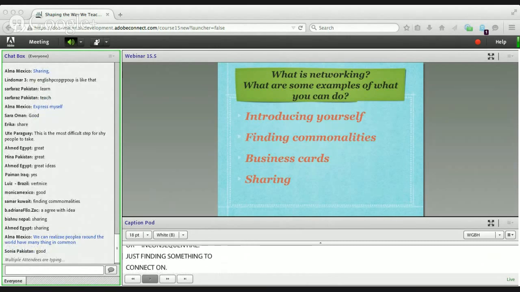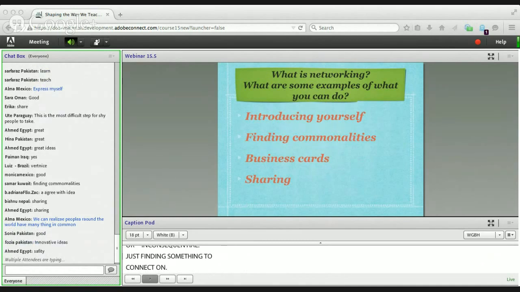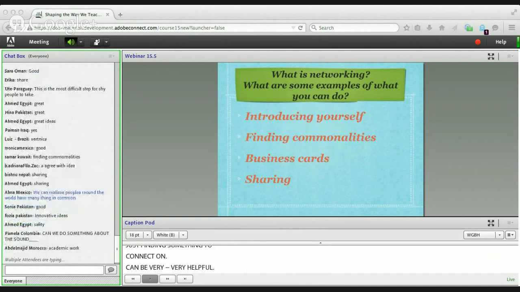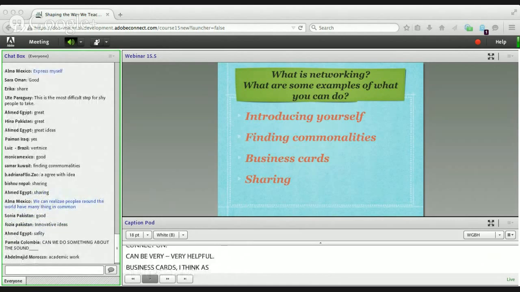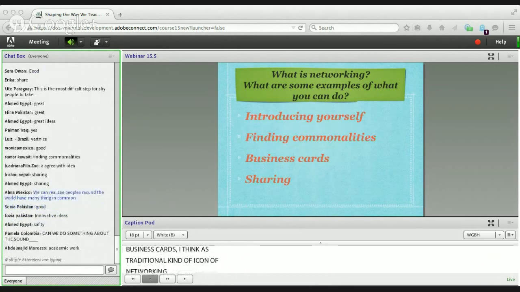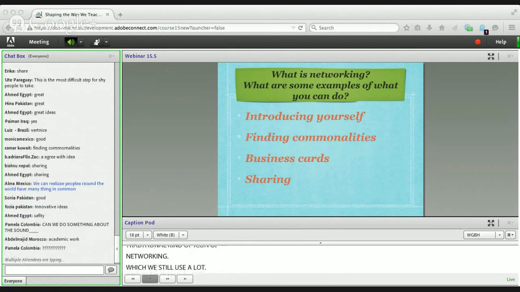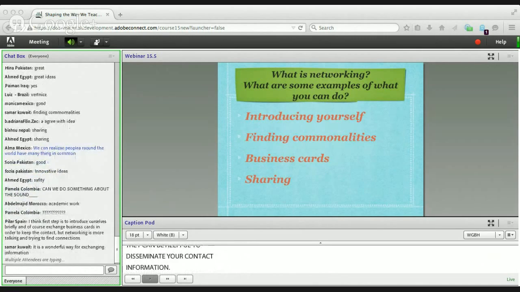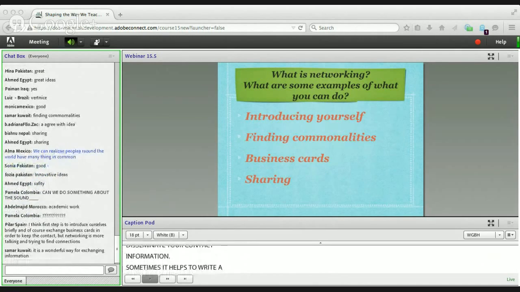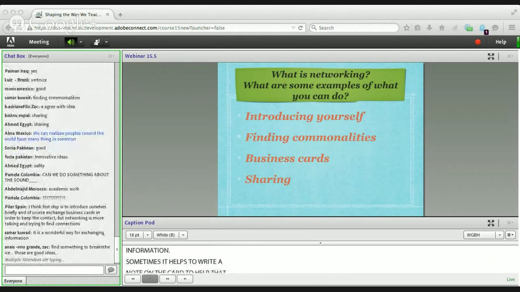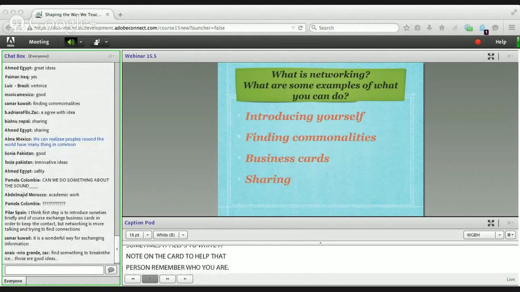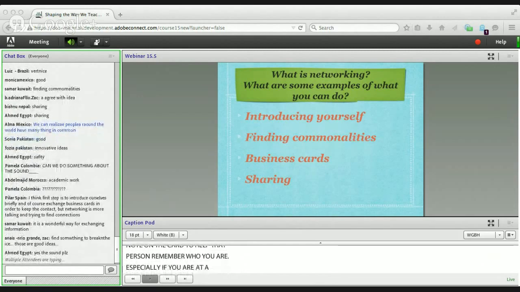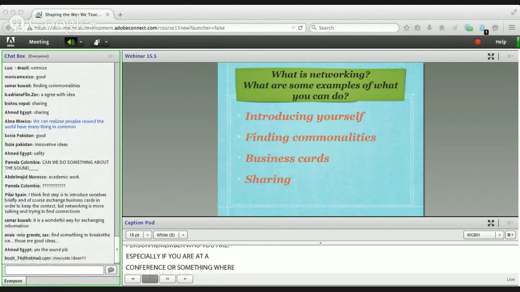Business cards, I think, are this traditional kind of icon of networking, which we still use a lot. They can still be very helpful to disseminate your contact information. Sometimes it helps if you write a little note on the card when you hand it out, to help that person remember who you are, especially if you're at a conference where people are collecting a lot of these business cards. You want them to remember which person you were that gave it to them.